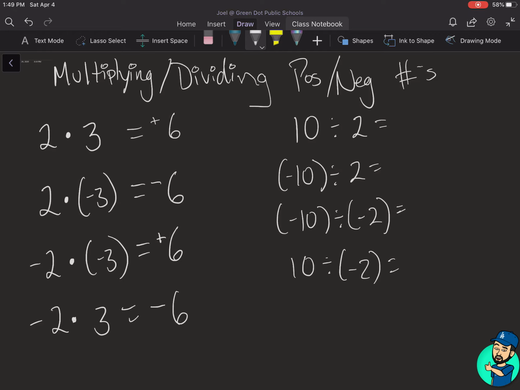A positive divided by a positive is positive. 10 divided by 2 is 5. A negative divided by a positive is negative. 10 divided by 2 is 5. So our answer is negative 5 there. A negative divided by a negative is positive. 10 divided by 2 is 5. So our answer there is positive 5. And the last one, a positive divided by a negative is negative. And again, 10 divided by 2 is 5. But our answer is negative 5.